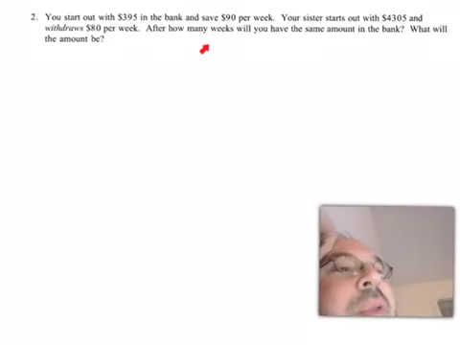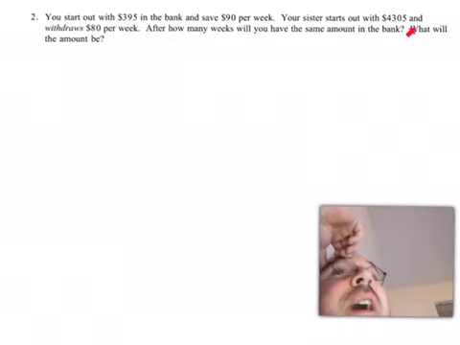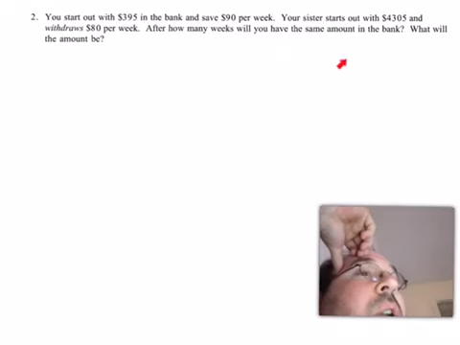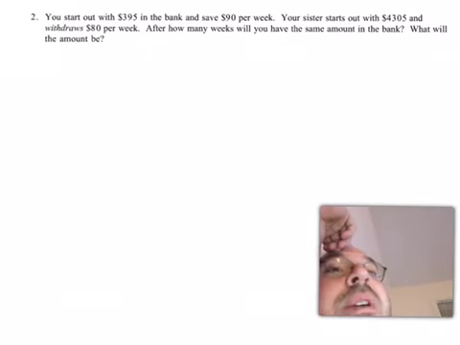Okay, so the last problem that I have here says that I start out with $395 and save $90 a week. And my sister starts out with $43.05, but withdraws $80 per week. And we want to know after how many weeks will we have the same amount. So I'm going to write two equations just like I have before.